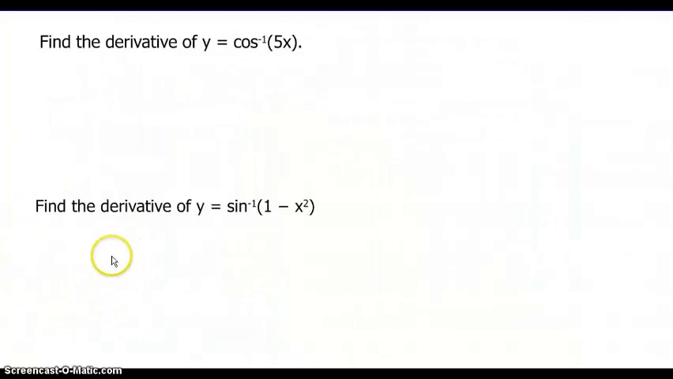Flashcards are a wonderful idea at this point. If you're still not sold on them yet, maybe this lesson will sell them. Okay. So find the derivative of y equals the cosine inverse of 5x.